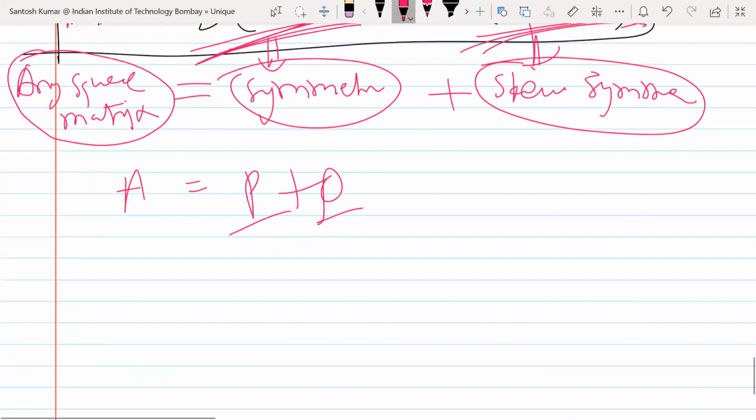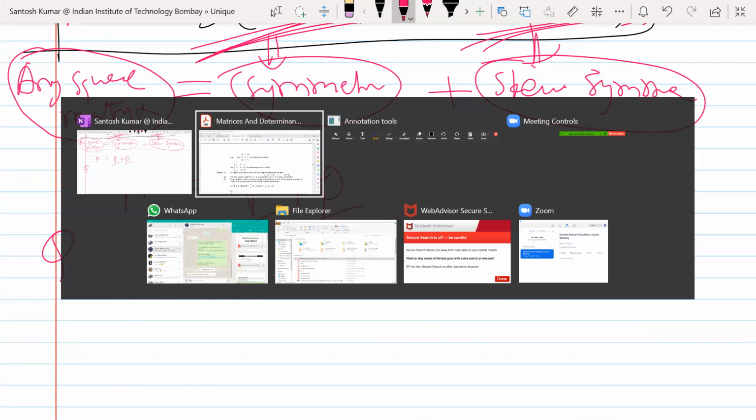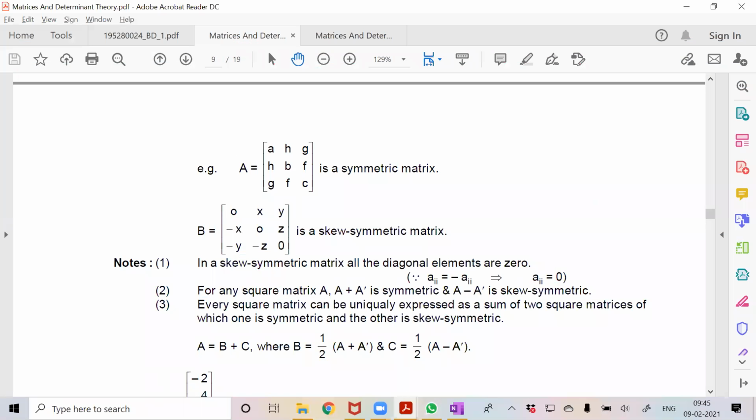Okay, so if I write a question, or we have the question in the book. Sir, why is there half in the formula? Yes. See, can we write like this? Can you write A as half of 2A?